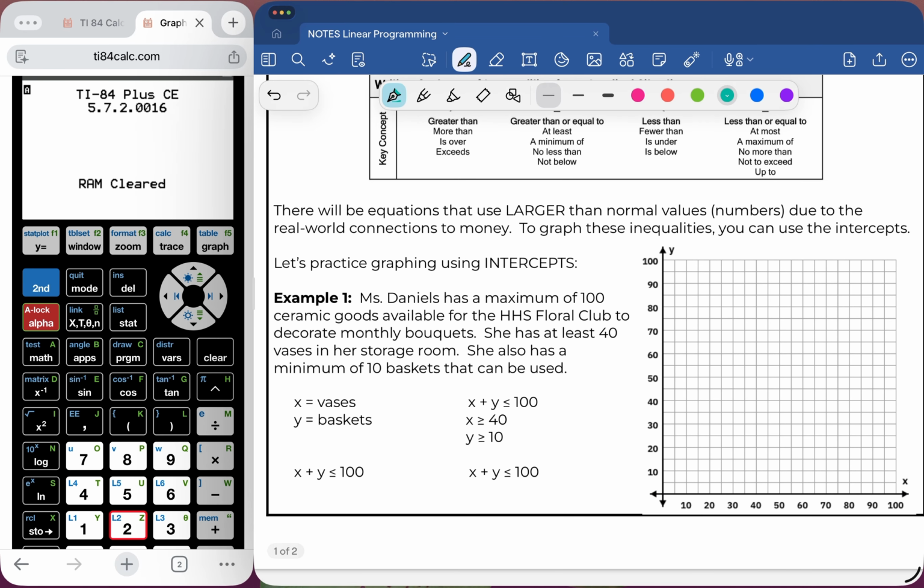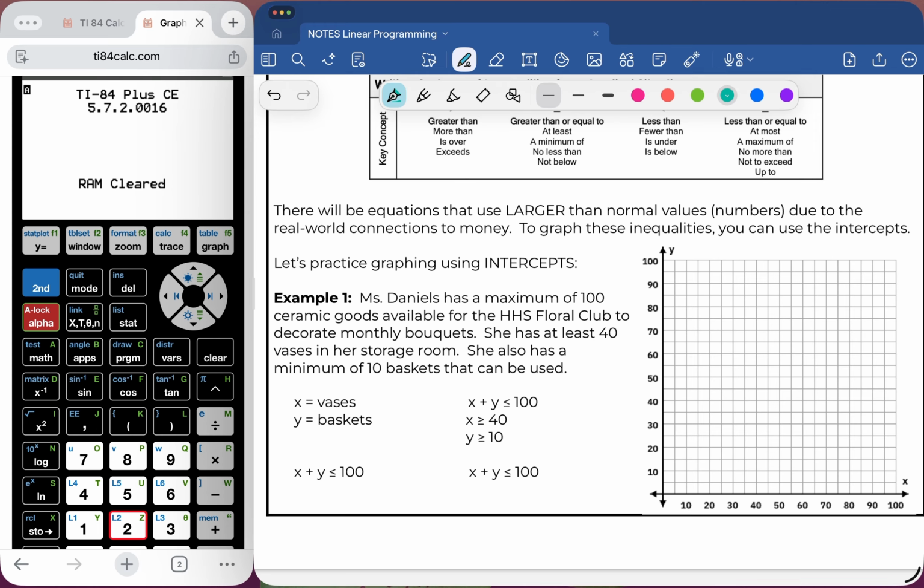Example 1 says, Miss Daniels has a maximum of 100 ceramic goods available for the HHS Floral Club to decorate monthly bouquets. She has at least 40 vases in her storage room. She also has a minimum of 10 baskets that can be used. Just for practicing the intercept method, we went ahead and wrote out what those pieces of information are. There are two items being utilized. We're going to use X to represent the number of vases and Y to represent the number of baskets.